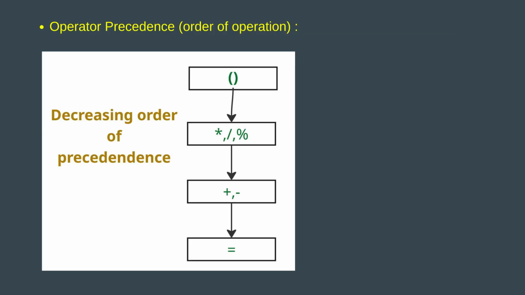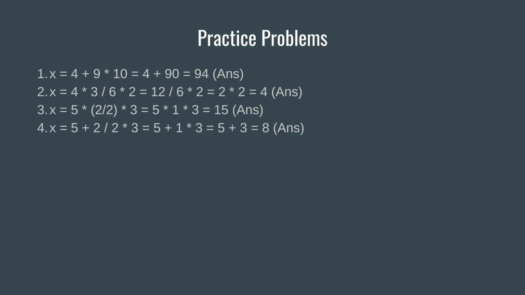Now let's talk about operator precedence. The order in which operations are performed step by step is called operator precedence. Here I have made a flowchart for better understanding of the precedence order. The flowchart here shows the precedence of operators in decreasing order. We give the highest priority to brackets while performing an operation, then to the multiplication operator, division operator, modulo operator, then to plus and minus operators, and at the last the assignment operator, that is equals to.